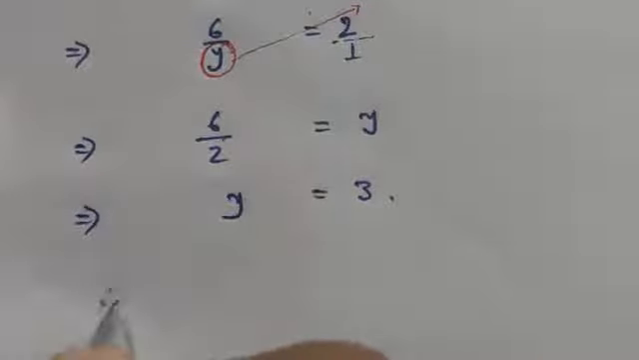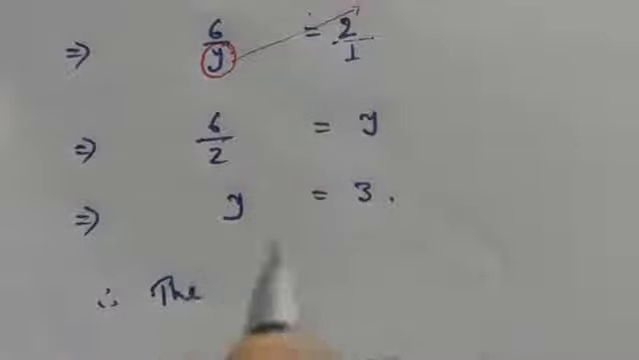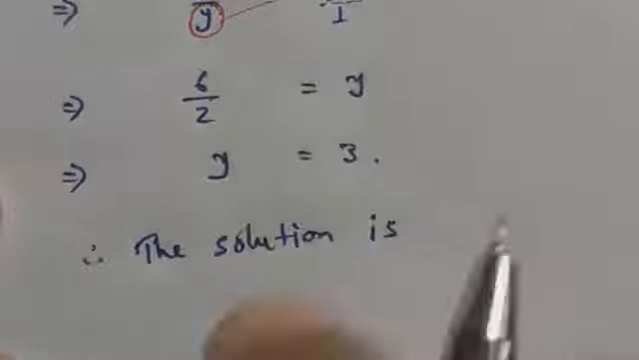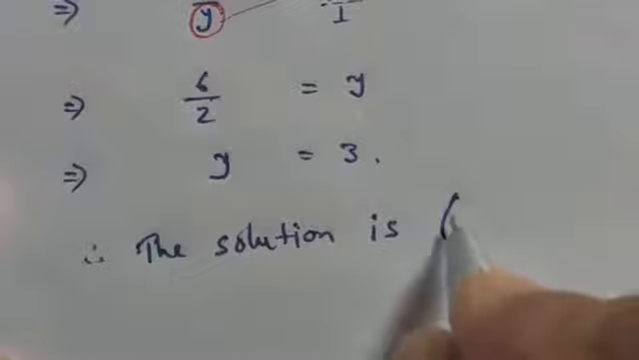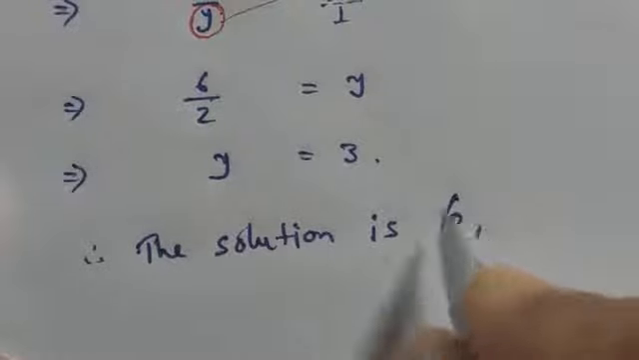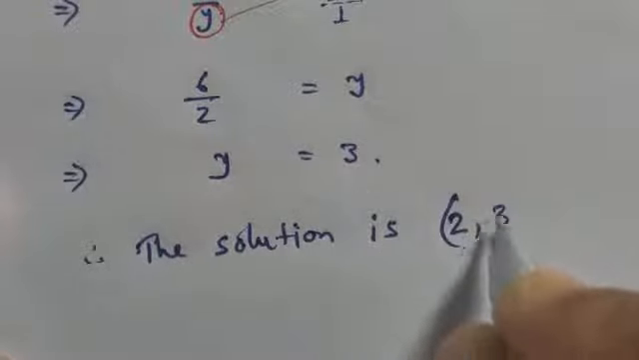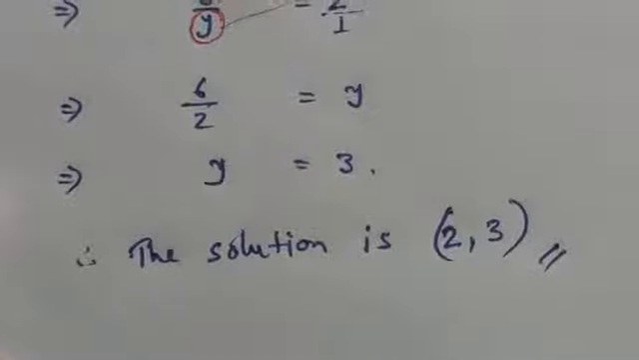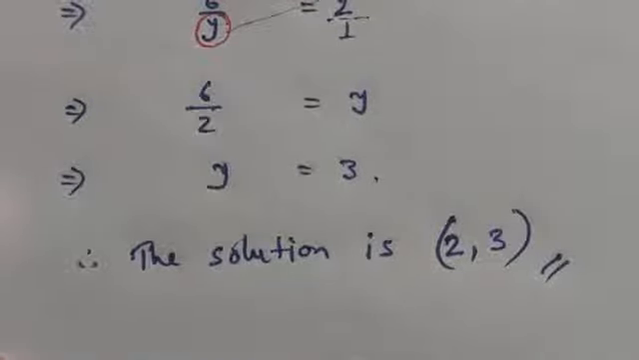Therefore the solution. What did we get? x we got 2, and the value of y we got 3. So 2 and 3. Okay, so with this we have finished the equations, question number 1. Now we are going to start question number 2, which are word problems.